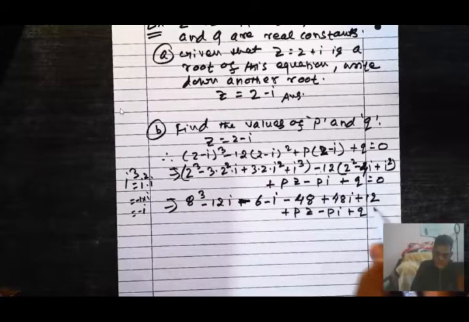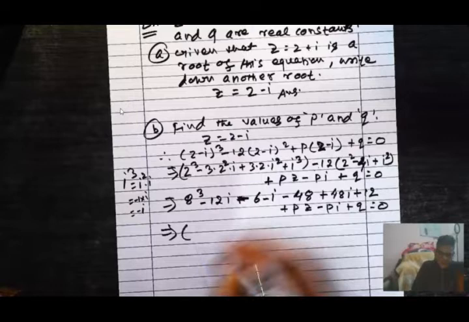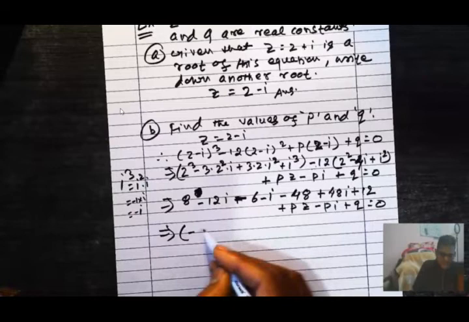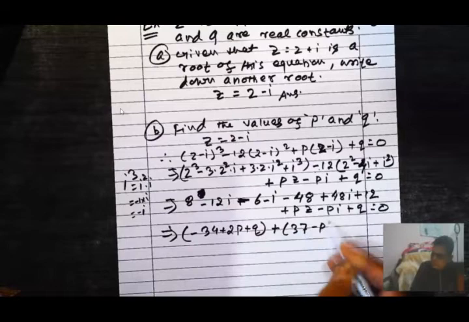Now collect all real terms together and the imaginary terms together. In that case, what you will see when you go to the further simplification is that 2 times 2 times 2 is 8 only. Yes, so in this way, if you go like this, you will find that 34 plus 2p plus q in the real part, and then 37 minus p i equals 0 in the imaginary part.